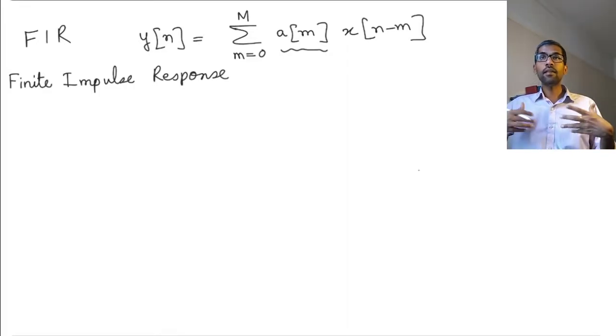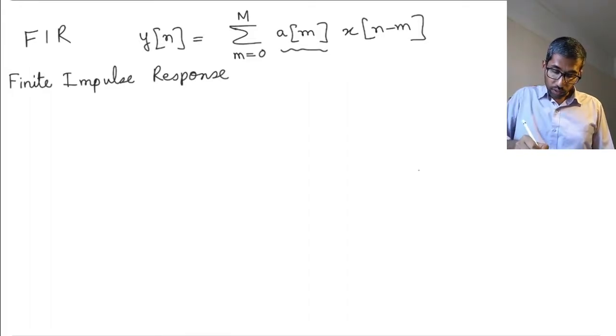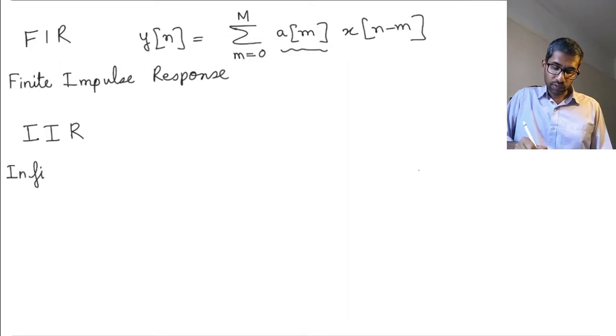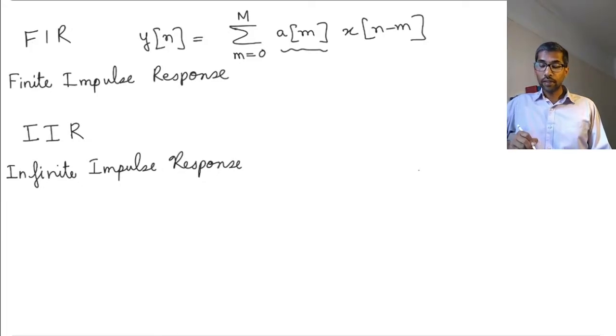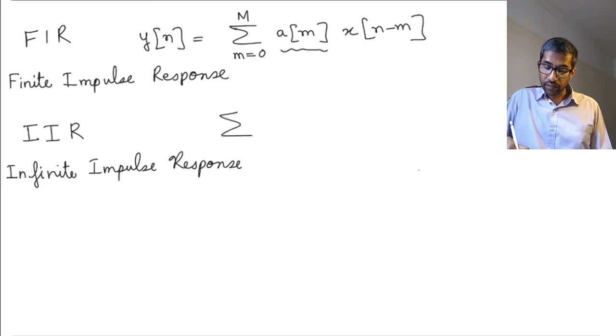Now there is another variety of filters that are called IIR filters, and as the name suggests, these are infinite impulse response filters. Infinite impulse response filters. Okay. Now, the general form of an infinite impulse response filter would be something like this.